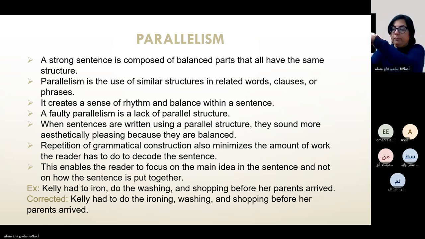Parallelism, we said everything has to be equal in rhythm mostly, okay? A strong sentence is composed of balanced parts that all have the same structure. Parallelism is the use of similar structures in related words, clauses or phrases. It creates a sense of rhythm and balance within the sentence. A faulty parallelism is a lack of parallel structure.